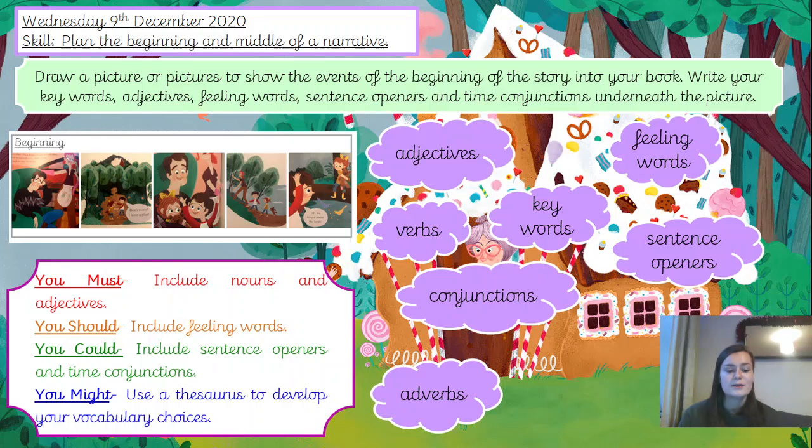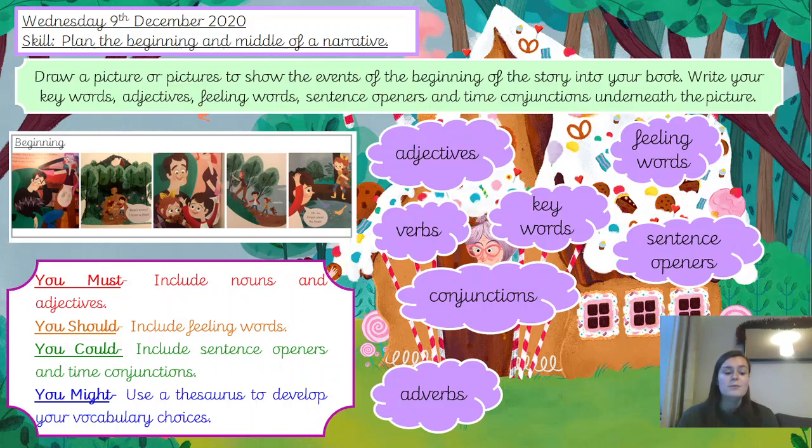So you must include nouns and adjectives. You should include feeling words. You could include sentence openers and time conjunctions. Remember, conjunctions join 2 sentences together. They're like a junction in the road, aren't they? And time conjunctions mean that they have to pinpoint to a certain time. So it might be before, after, next, then, all of those time conjunctions we've worked on in class.